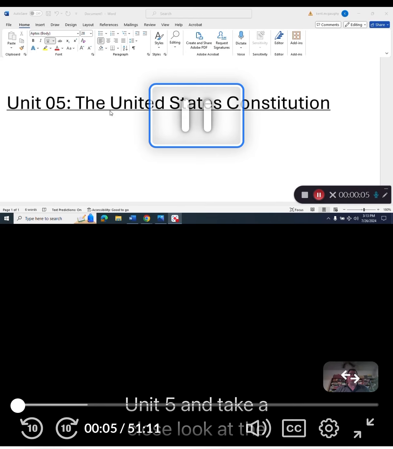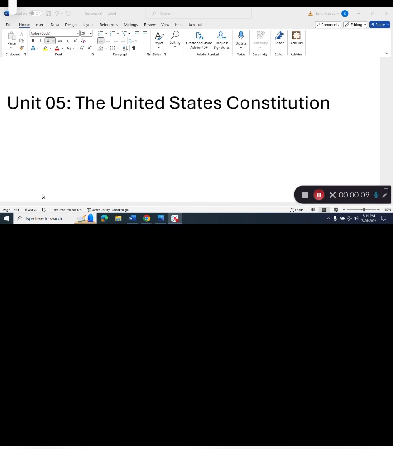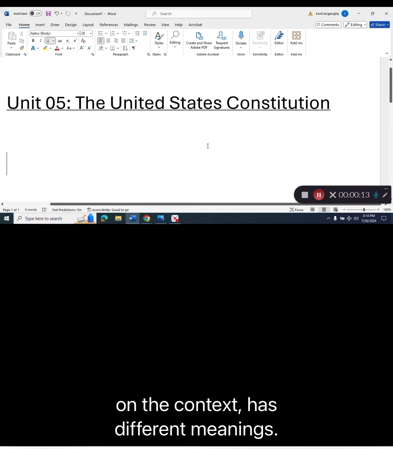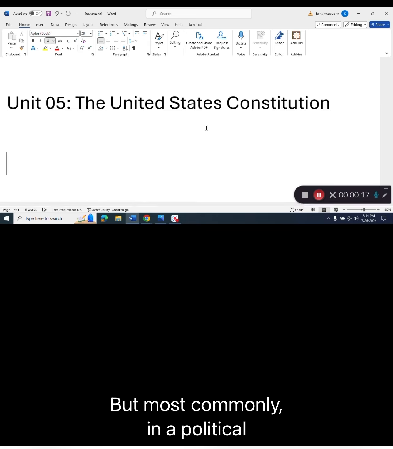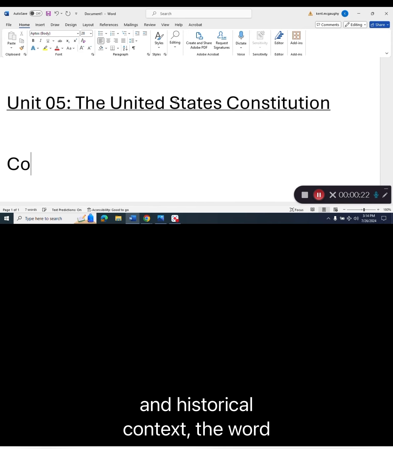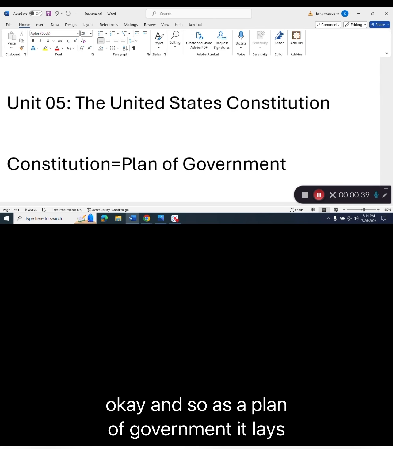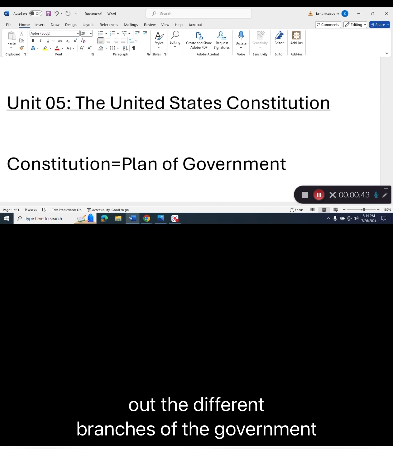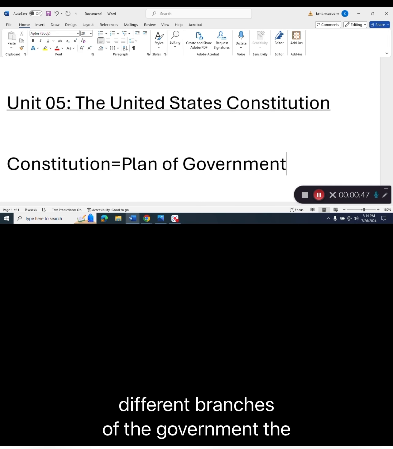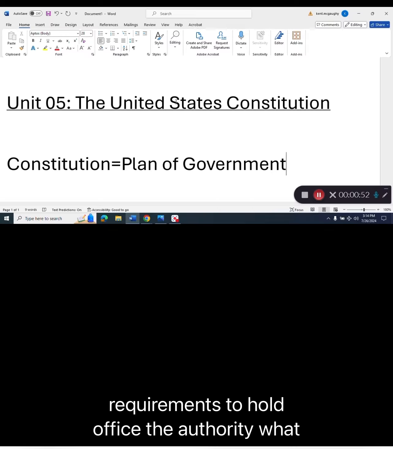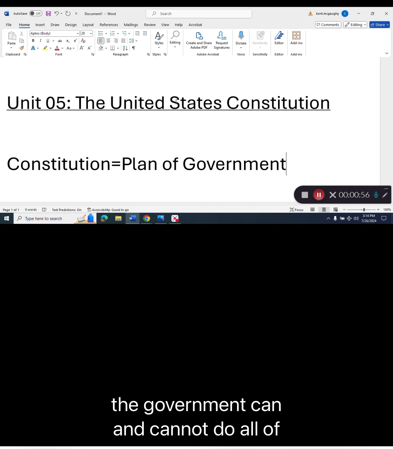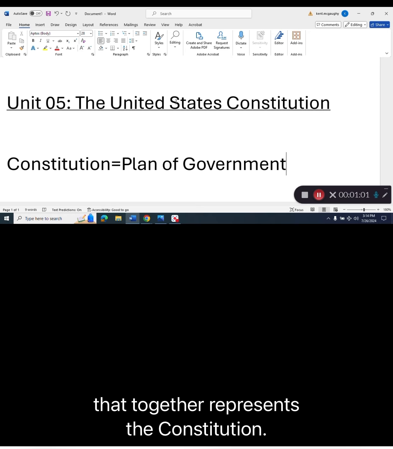To begin Unit 5 and take a close look at the Constitution of the United States. Now, the word Constitution, depending on the context, has different meanings, but most commonly, in a political and historical context, the word Constitution means plan of government. Okay? And so, as a plan of government, it lays out the different branches of the government, the different powers assigned to the different branches of the government, the requirements to hold office, the authority, what the government can and cannot do. All of that together represents the Constitution.